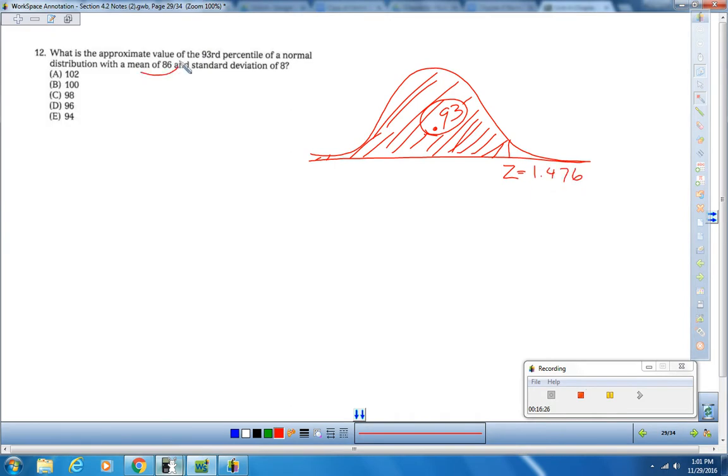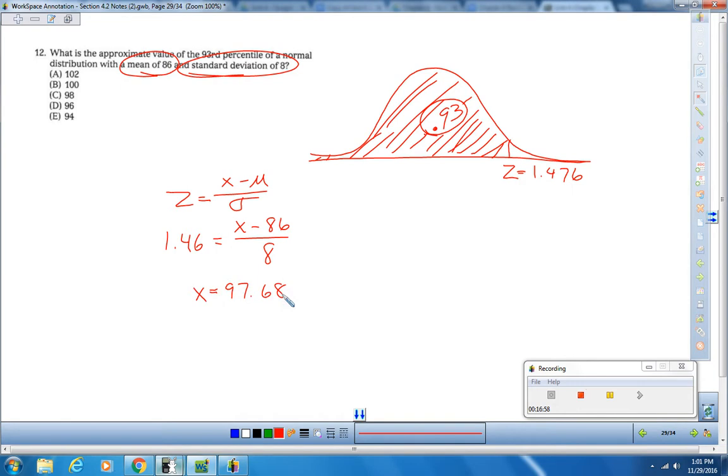Well, I have the mean and I have the standard deviation. Z is equal to whatever that value is minus the mean over the standard deviation. Now I just need to plug my values in. 1.46 is equal to x minus 86 over 8. I'd multiply 1.46 by 8 and then add to it 86, and I'll get what my x value is. X is about 97.68. So that's C, about 98.